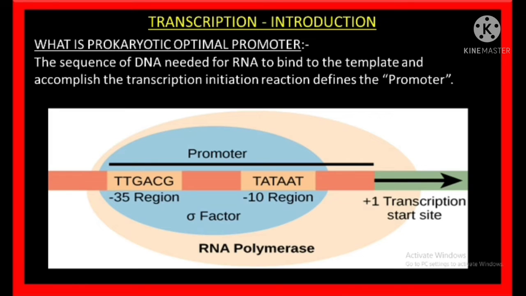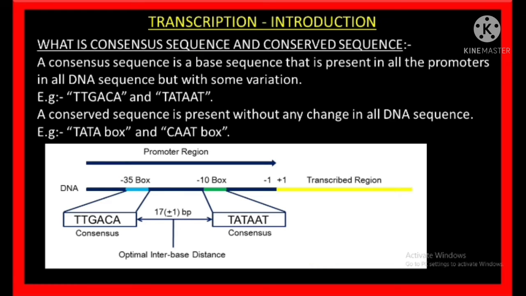So basically, in easy words, we can say that the promoter is a specific sequence where the RNA polymerase will attach and initiate the transcription initiation process. Next we will talk about the consensus sequence and conserved sequence.